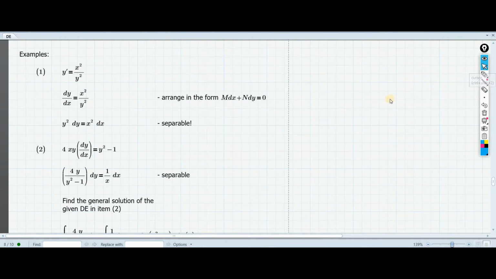Okay, we have here our example number 1. Our differential equation here is this y prime is equal to x squared over y squared. And y prime natin is also equal to our dy over dx. So para ma-arrange natin siya, ilipat natin siya sa form na iyan. And then the goal, remember, is that yung x isama mo kay dx, yung y isama mo kay dy. So with that, our dy over dx here is equal to x squared over y squared.